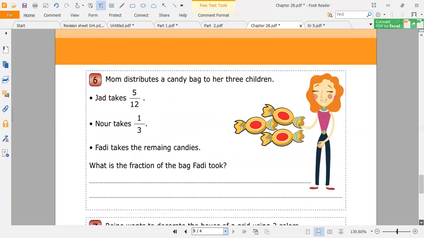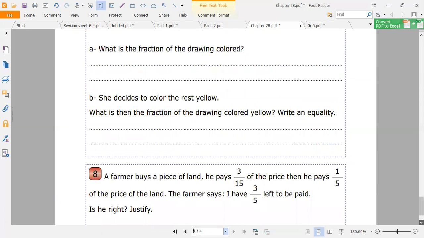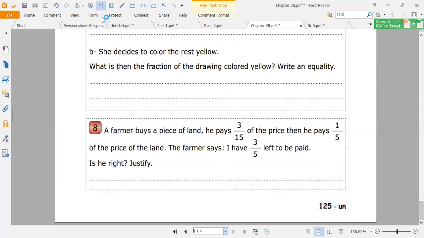Now we have to do exercise 8, page 125. A farmer buys a piece of land. He pays 3/15 of the price. Then he pays 1/5 of the price of the land. The farmer says, I have 3/5 left to be paid.